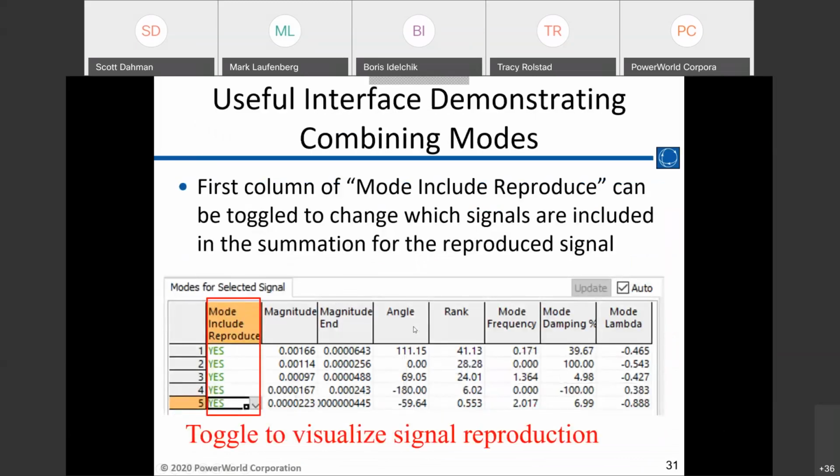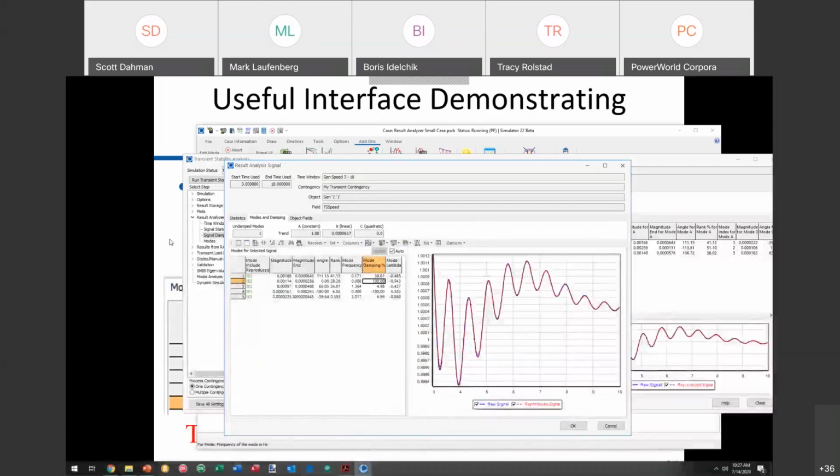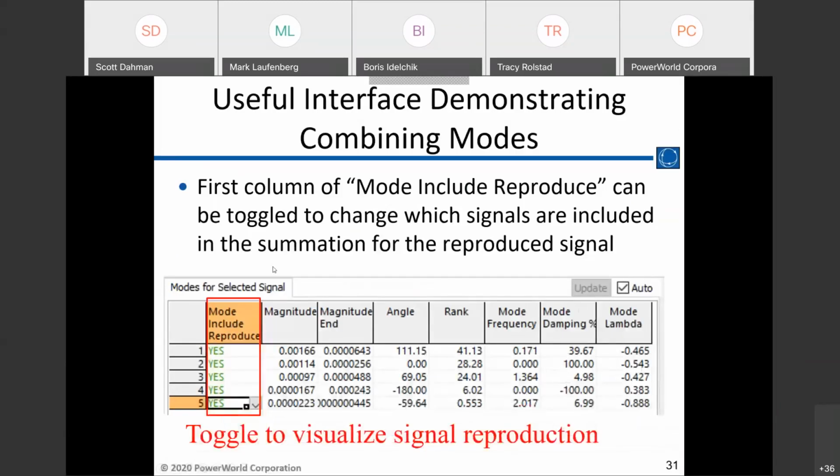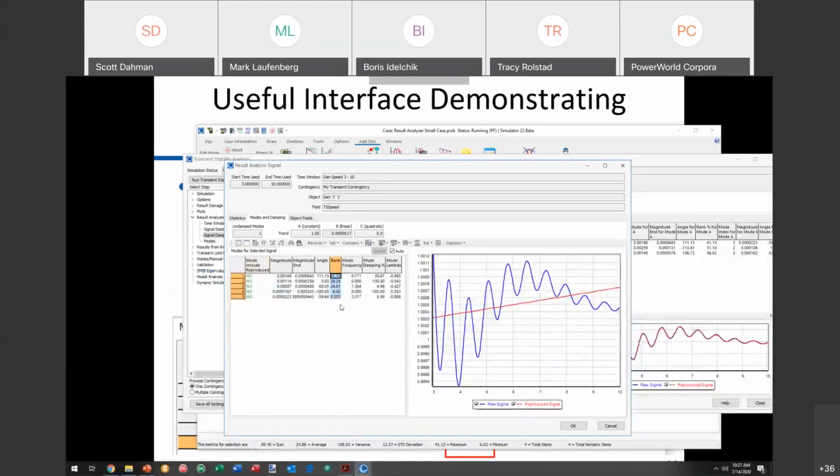All right, so in the user interface, I can play around and see how these things fit together. So for instance, I could hide all the modes listed here and say don't include them in the reproduction, and then all I'm getting now is the trend line, which is up here. So this is the general trend, and then you can slowly add back in the signals as you go.